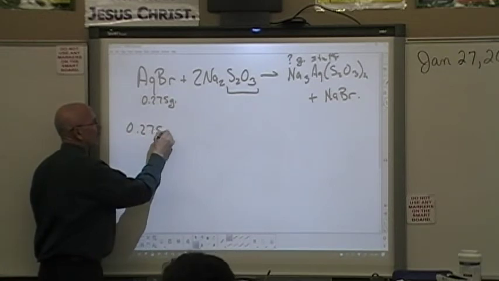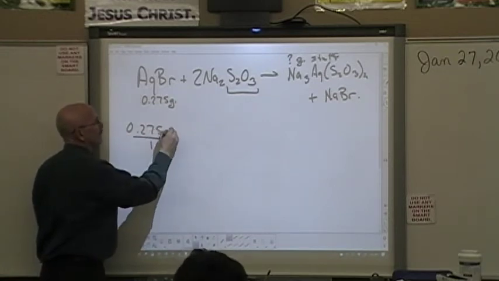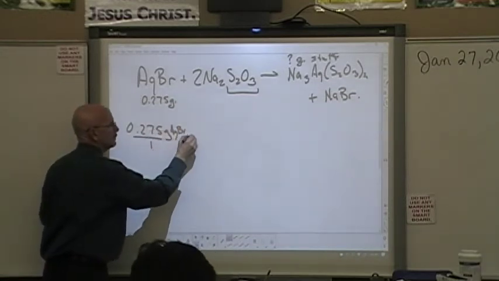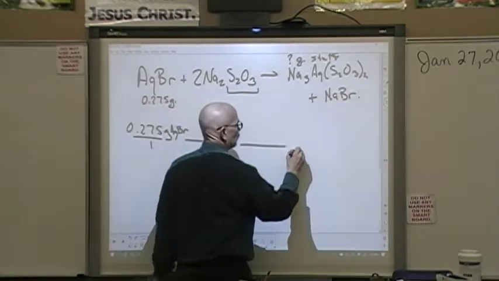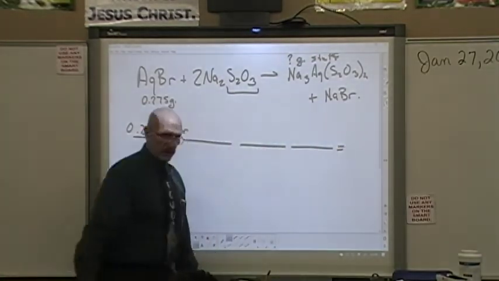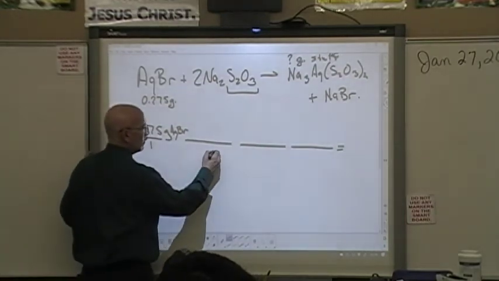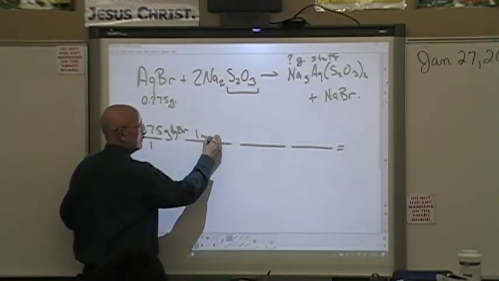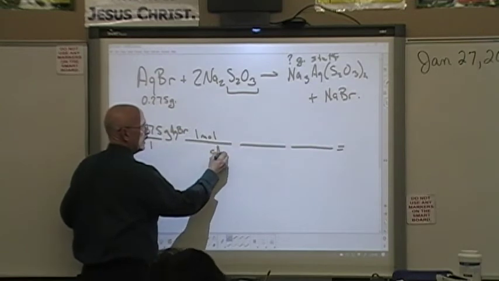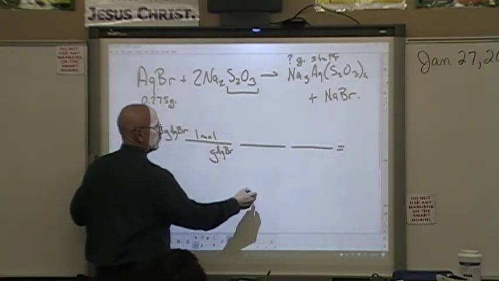0.275 grams over 1 of AgBr is the starting point. We're going grams to grams, so 3 conversion factors. You should be in the habit of writing those out. First one's going to be grams per mole every time. You should be able to fill this all in without even any numbers. We can come back and fill the numbers in a minute.